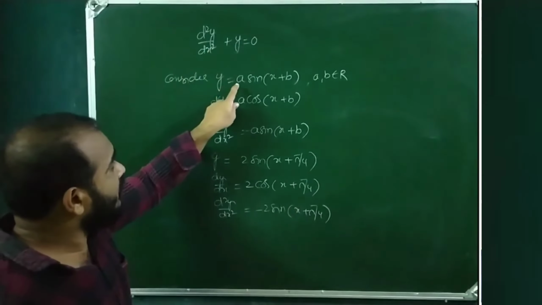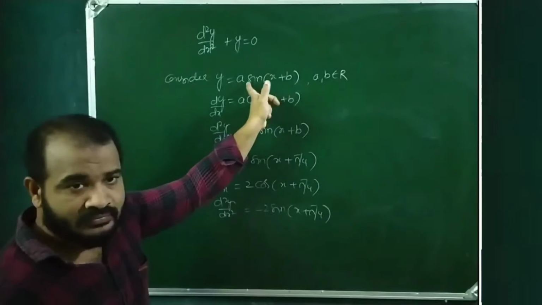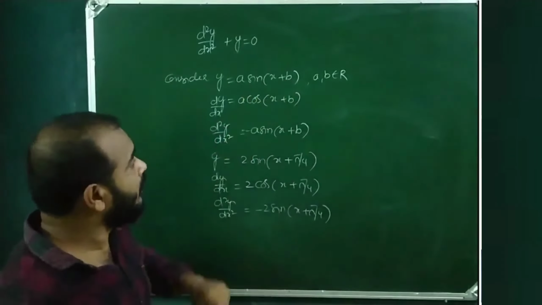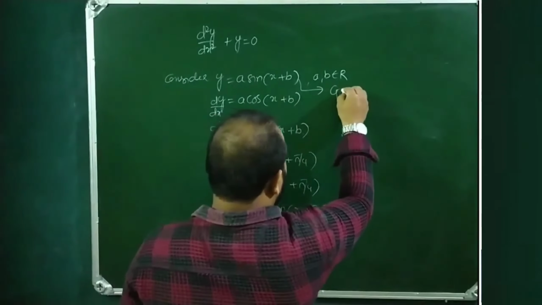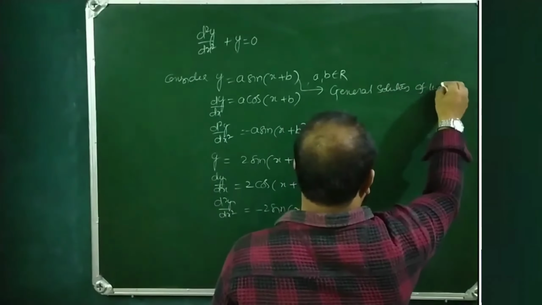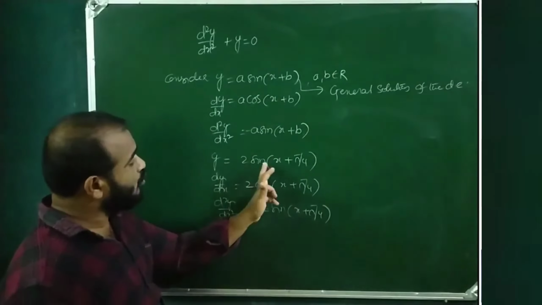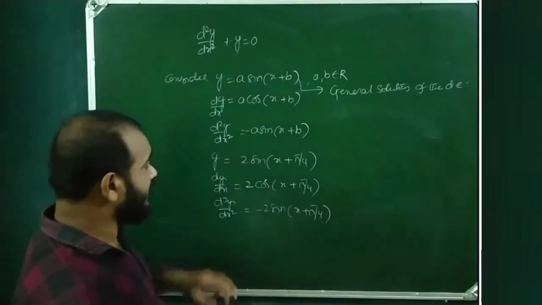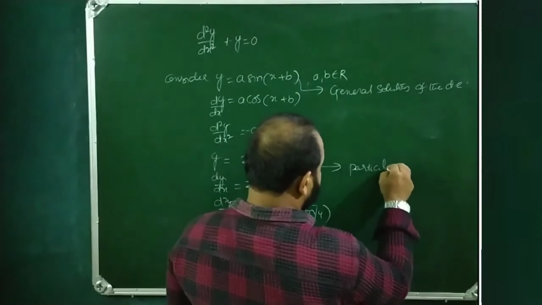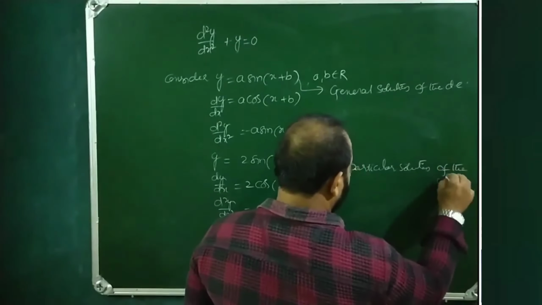But as far as a sine x plus b is concerned, the solution which contains two arbitrary constants a and b is said to be the general solution of the differential equation. And not only that, y equal to 2 sine of x plus pi by 4 also satisfies this equation. This is said to be the particular solution of the differential equation.